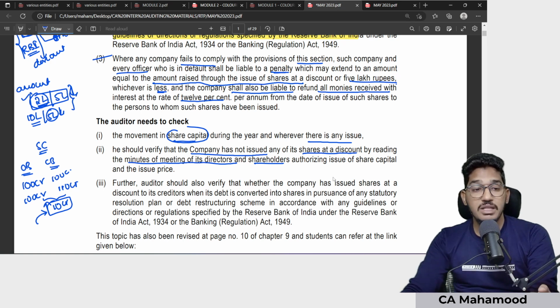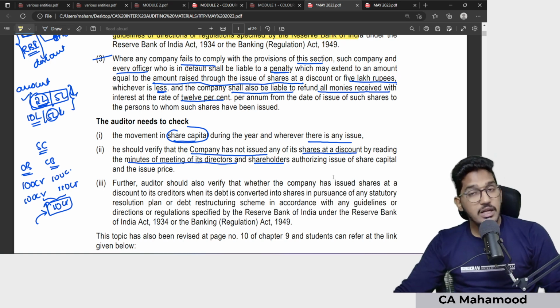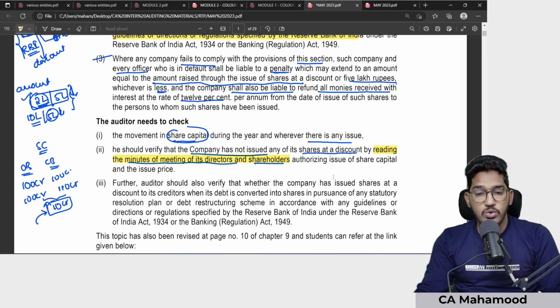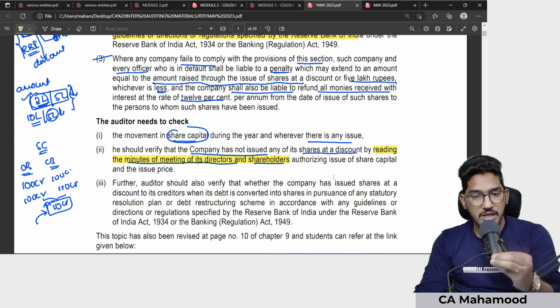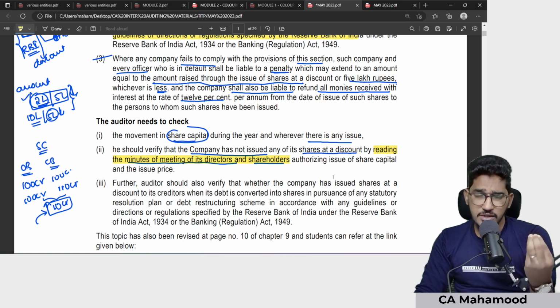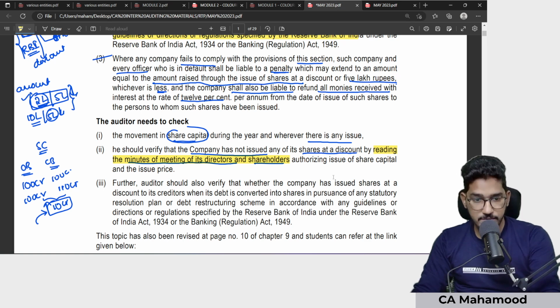How will you come to know whether the shares are issued at a discount or not? The procedure is also stated here: by reading the minutes of the meetings of the directors, that is the board of directors' minutes, and also the shareholders' minutes. If you read them, you will come to know at what price the shares were issued. So make sure that this new issue has not been done as an issue of shares at a discount.